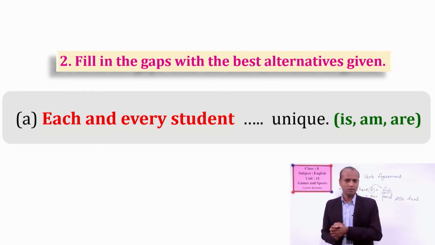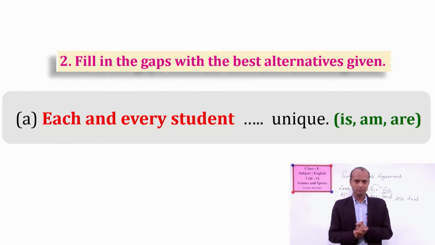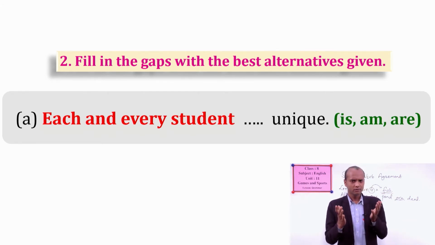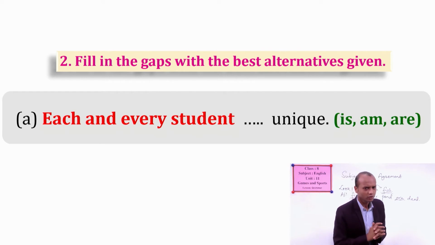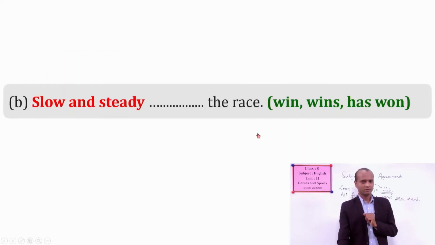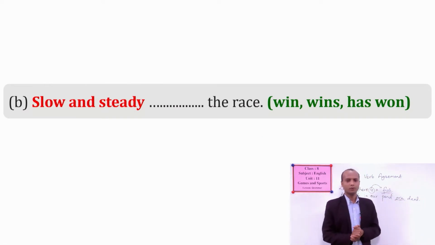Unique. What do you think? What is the correct option? Each, aim, are. Be quick, be quick. Okay. It is? Definitely. It is. So we have discussed it already. I don't want to repeat it.